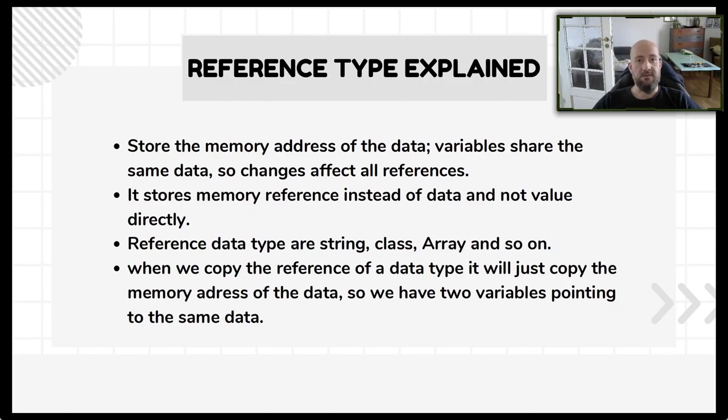Now let's discuss reference types. Reference types store the memory address of the data, meaning that variables share the same data. If you make changes through one variable, these changes will affect all references to that data. Instead of storing the actual data, reference types store a reference to the memory location where the data is held. Common reference types include string, class, and arrays. When you copy a reference type, you're copying the memory address of the data, not the data itself, which means multiple variables can point to the same data.